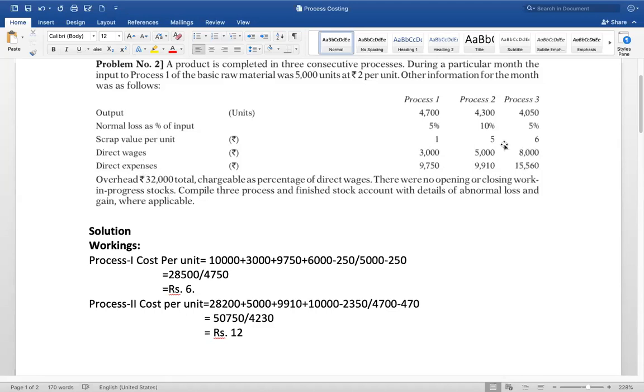And on top of it, we have normal loss. Normal loss is 5% in process 1. 5% of what? 5% of this 5,000, 250 units. Oh, no, this is the price into the normal loss scrap value. Normal loss scrap value is 1 rupee. So 5% of 5,000 into 1 rupee, 250 rupees is in the amount column.